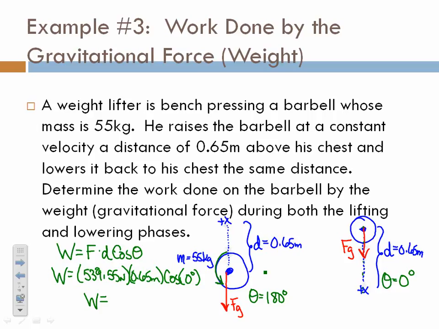And what do we get? Well, same number, just positive. So now we have a positive 350.71 joules worth of energy. So on the way down, gravity is actually doing work, adding energy to the barbell, and as we push up, we're taking energy away from that barbell, the exact same amount.